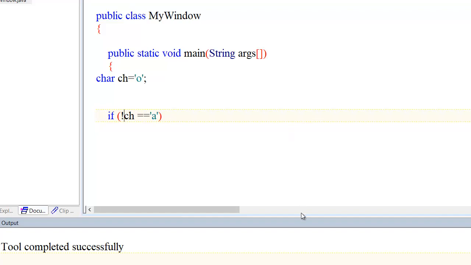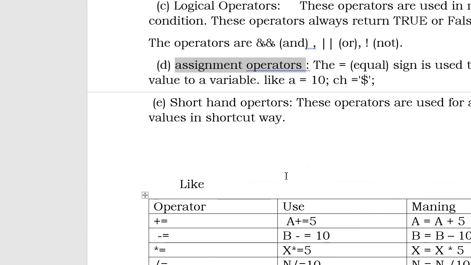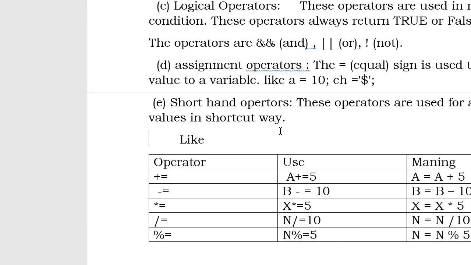Clear? So this is about the arithmetical logical operators. Then coming to assignment operator, we have completed. Now coming to the shorthand operator. See, shorthand operators are to write the statement in shortcut way. Nothing else. Plus equal to: a plus equal to 5 is a equal to a plus 5.